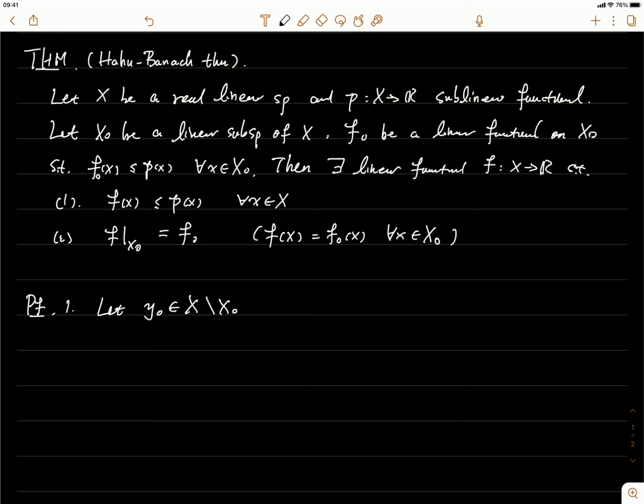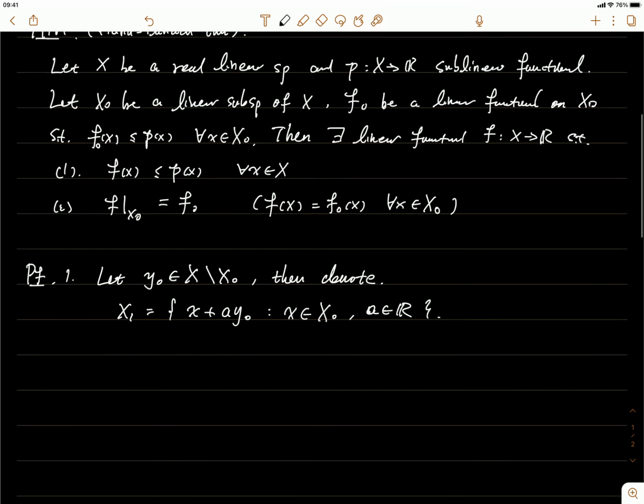Then consider a slight extension of X naught. We call it X1. So X1 is defined as follows: it is x plus a times y naught, where this x is from the linear subspace X naught, y naught is the one we just chose, and a is any real number.